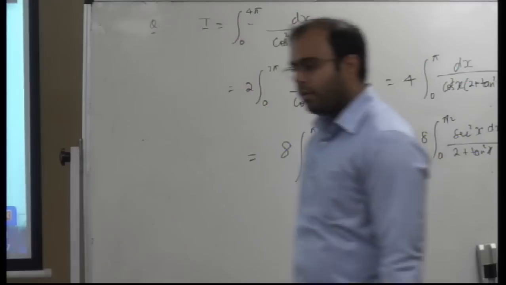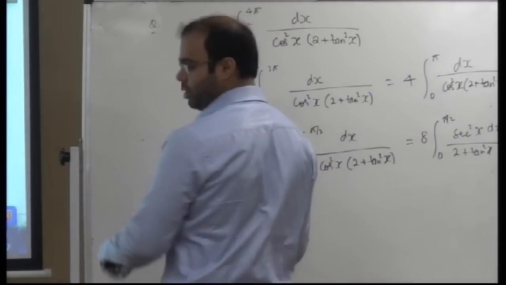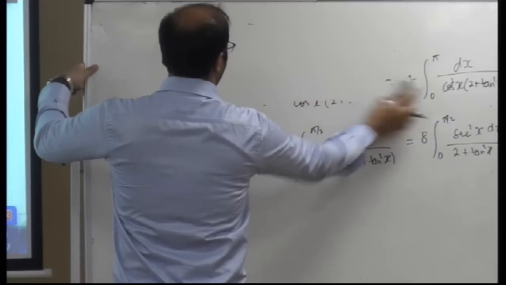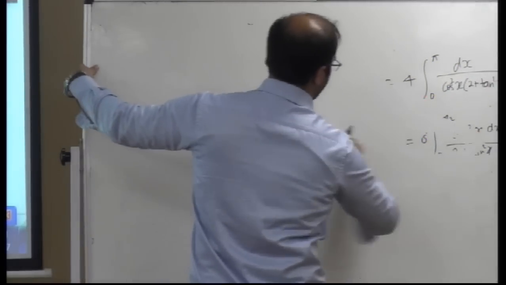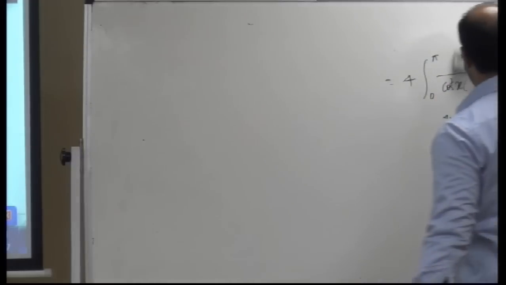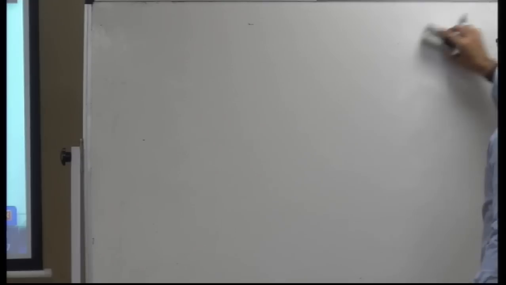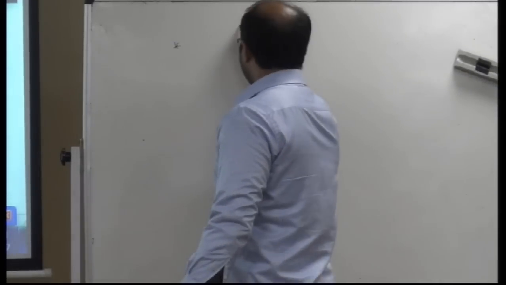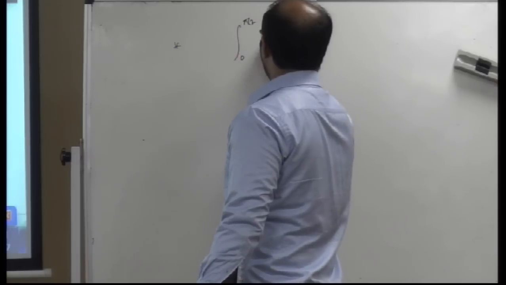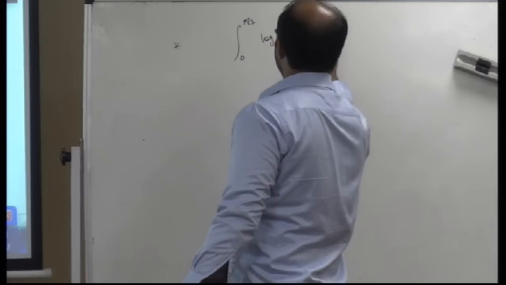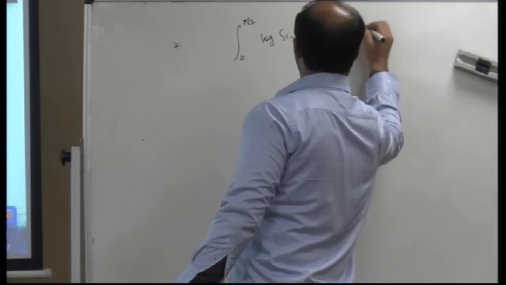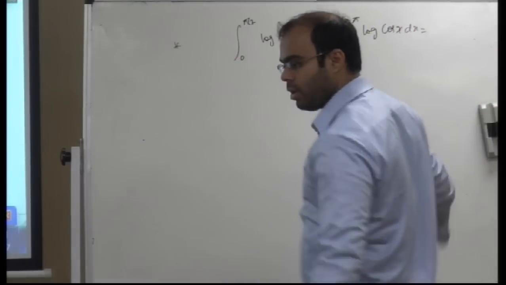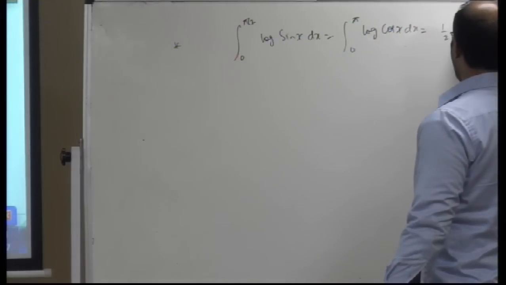Now there is a famous result which is being used at many places. You can solve it as a question as well, because first time it was a question, but later on it became a result. That result is 0 to pi by 2 log of sin x dx and 0 to pi by 2 log of cos x dx is equal to 1 by 2 pi log half.